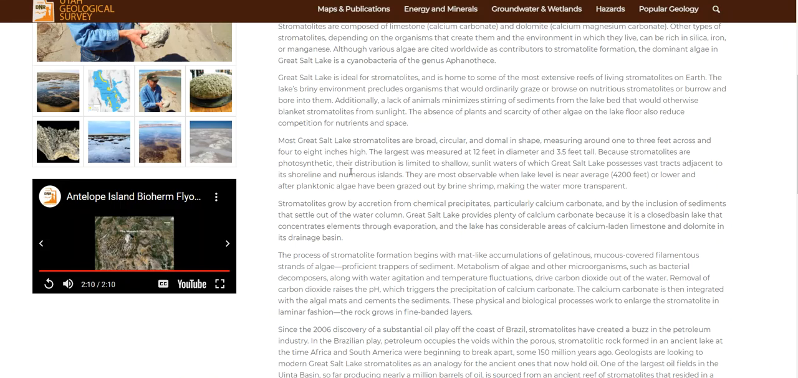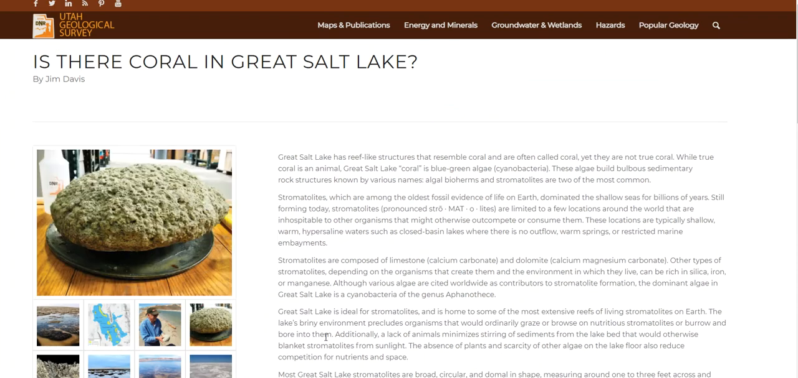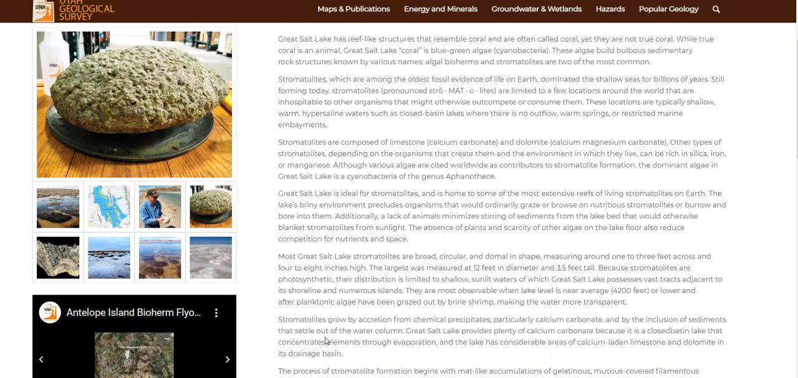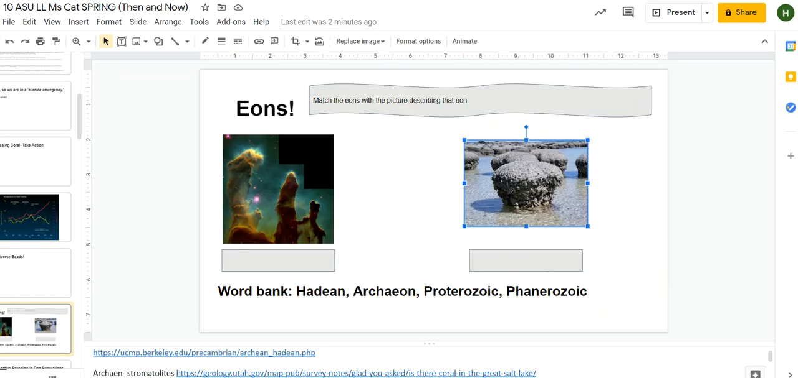You can find them all the way up at the Great Salt Lake, which was my playground for a little bit. A lot of people study these life forms because nowadays they've been found in Brazil to hold a lot of oil. So of course there is money behind studying how past stromatolites formed by observing present stromatolites. So that's your little background on that one. Okay, back to the lesson.